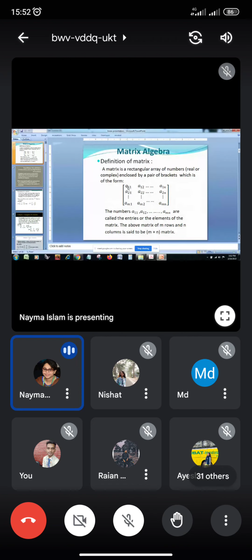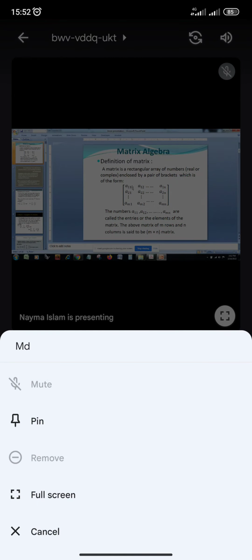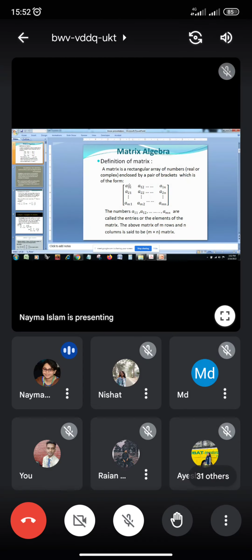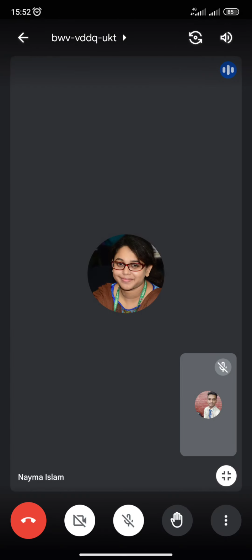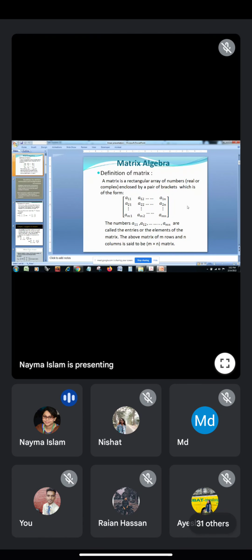Aij means the first digit is i and the second digit is j. If I define the whole matrix as aij, suppose if i is 1 and j is 1, that means the first element. If i is 1 and j is 2, that means A12. If i is 2 and j is 1, that means A21. Is it okay? Yes, ma'am. How can it become aij equals 0?